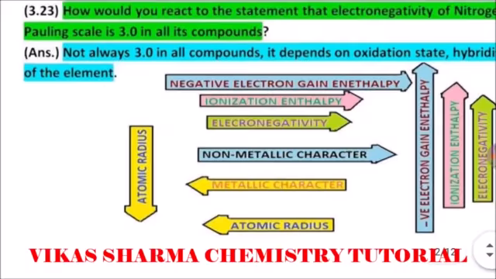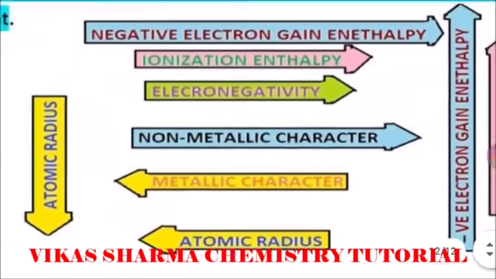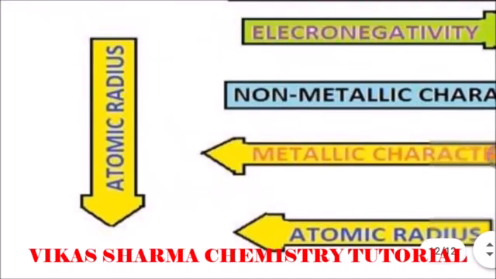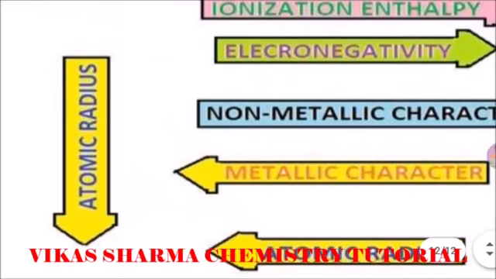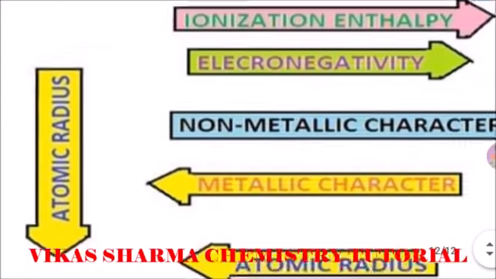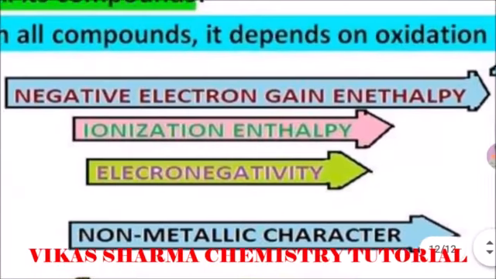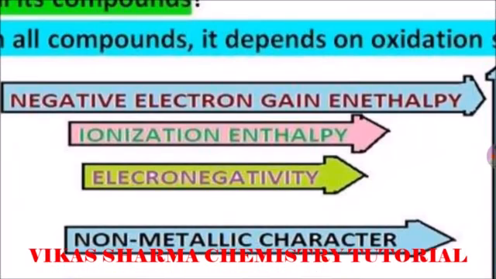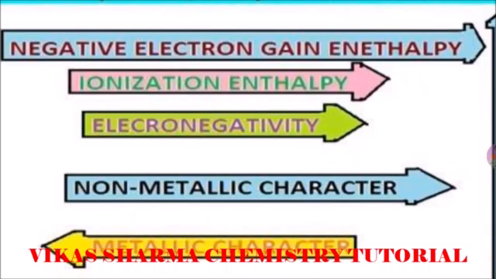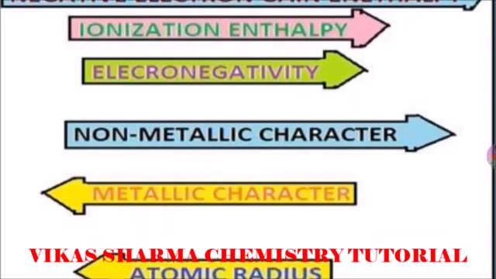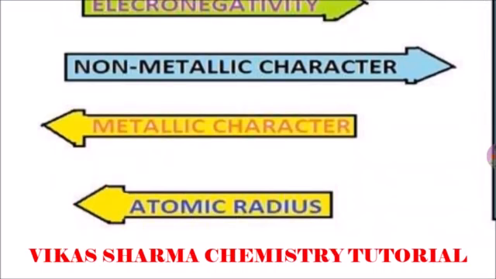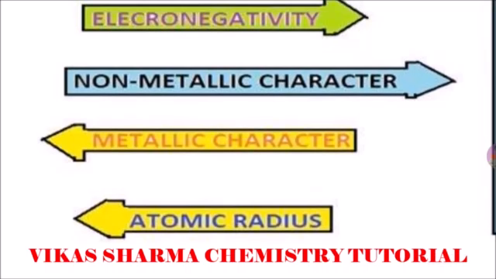So students, these are some trends shown in the periodic table. Atomic radius increases when we go down a group, top to bottom. Negative electron gain enthalpy increases when we move left to right in a period. Ionization enthalpy also increases, electronegativity also increases, and non-metallic character also increases. Metallic character is most on the left-hand side and least on the right-hand side. In atomic radius, big atoms are found on the left of a period, smaller atoms on the right-hand side.